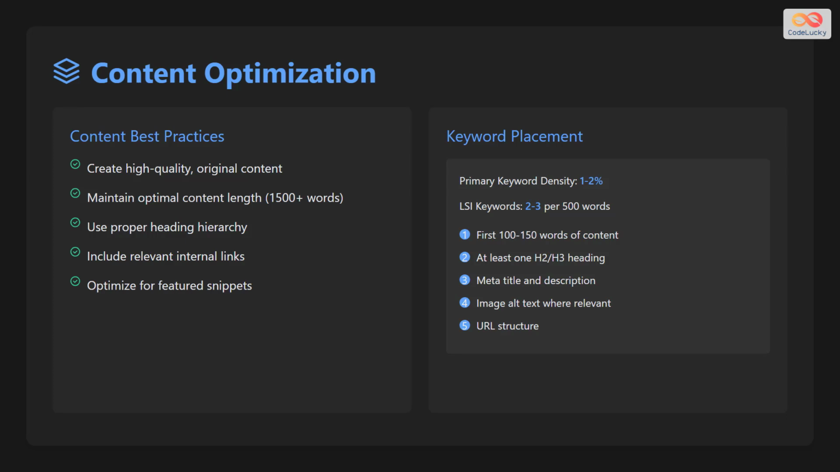When it comes to keywords, maintain a primary keyword density of 1 to 2%, and make sure to include 2 to 3 latent semantic indexing keywords per 500 words. Include keywords in the first 100 to 150 words of content, at least one H2 or H3 heading, the meta title and description, the image alternate text where relevant, and the URL structure.